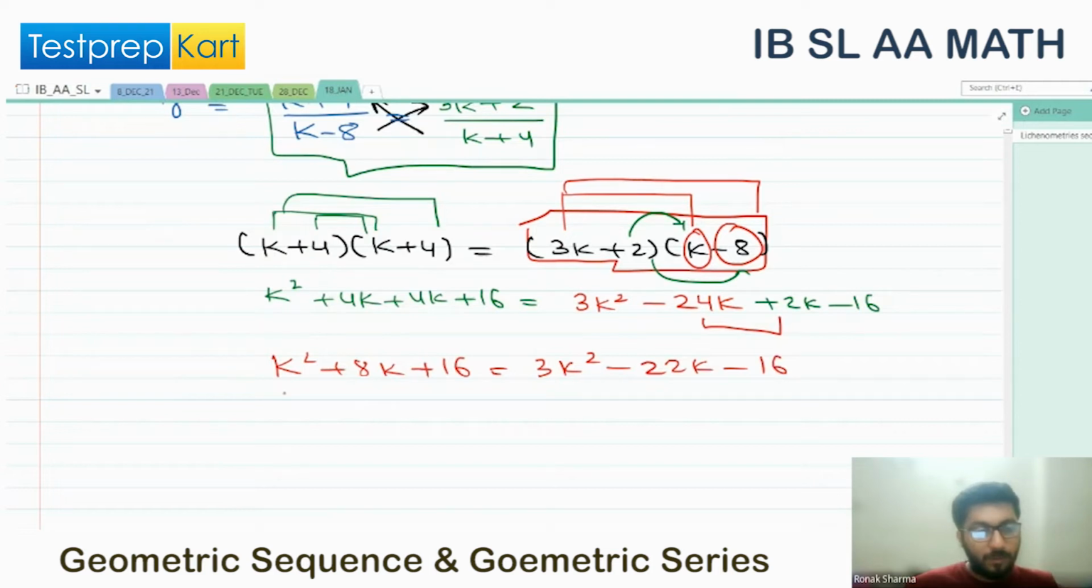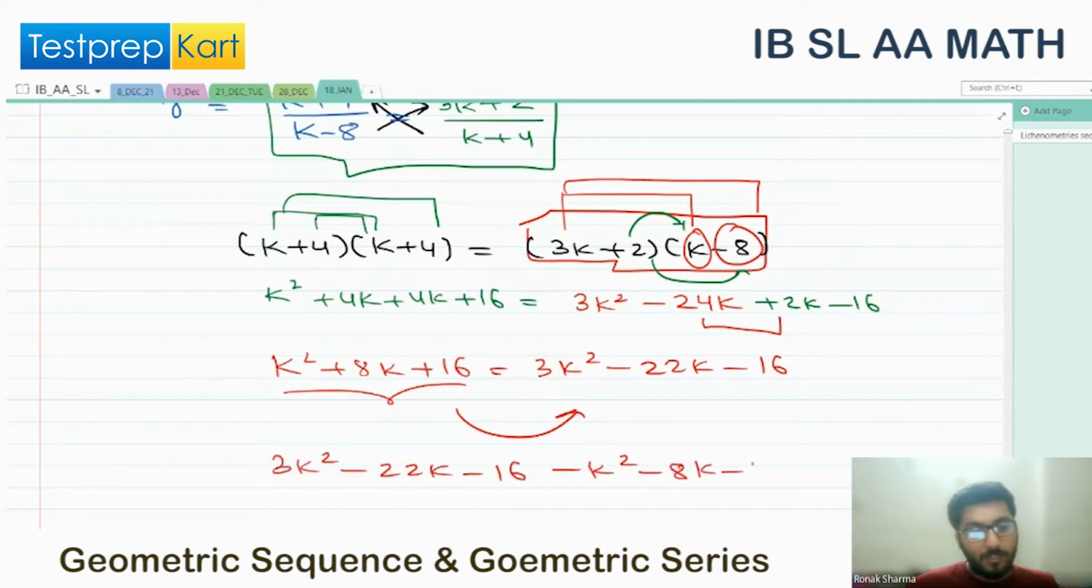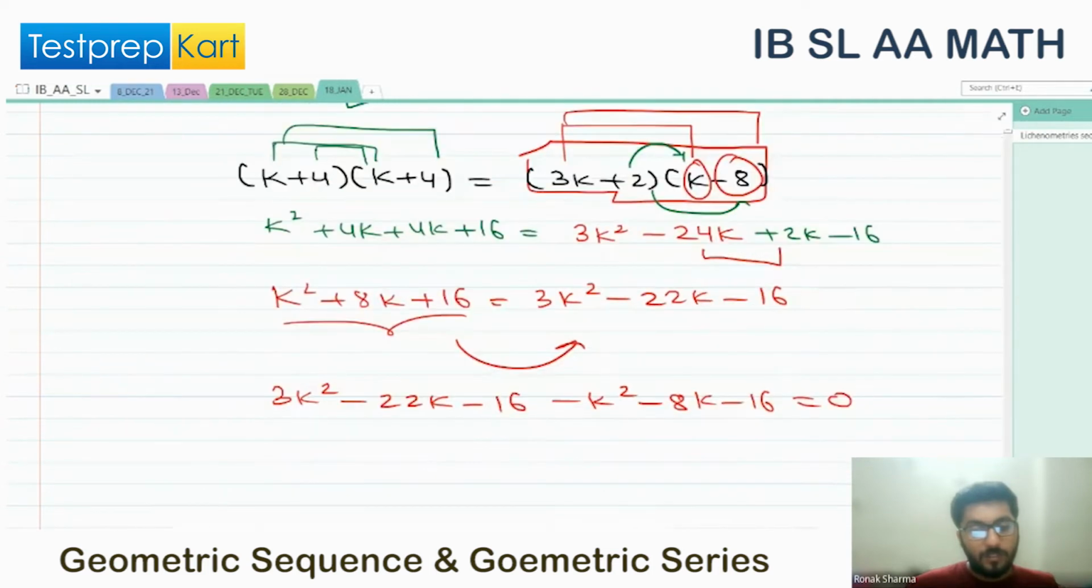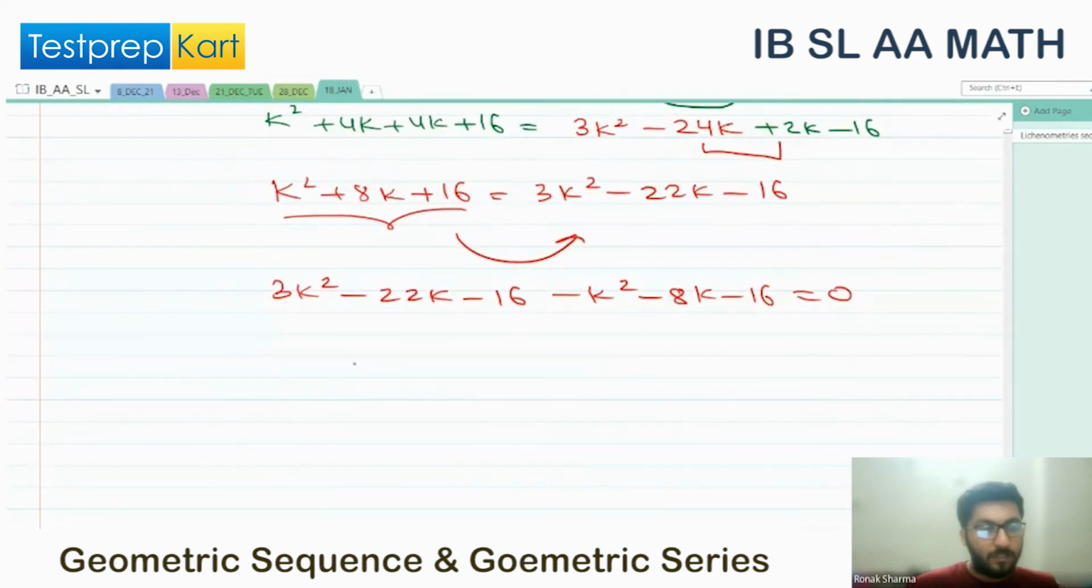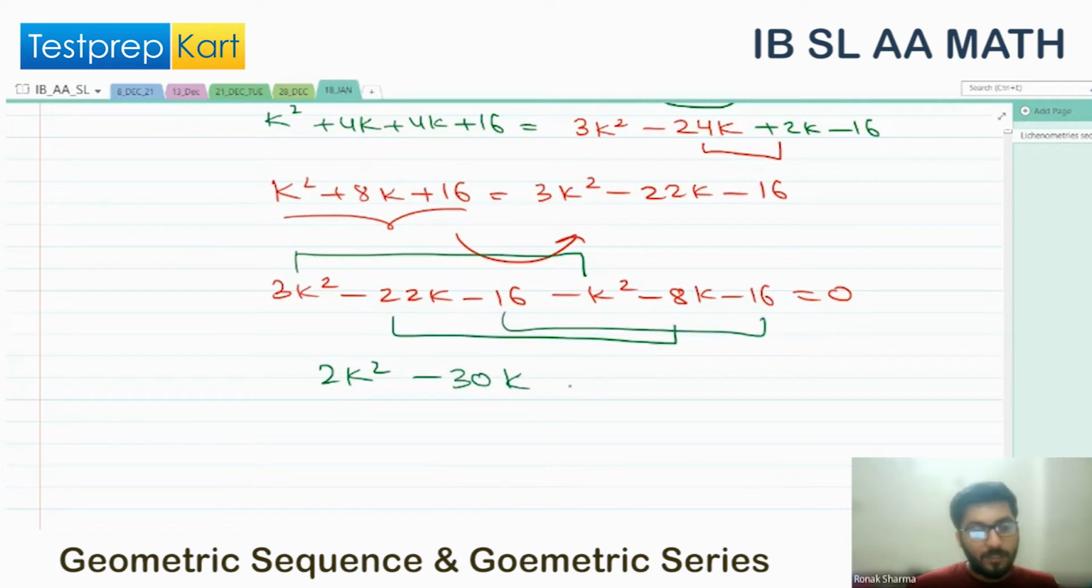So let us bring all these terms to the right hand side. So 3k square minus 22k minus 16 and minus k square minus 8k minus 16 equals 0. Let us see how we can simplify it. This will become 2k square. This and this will give us minus 30k, and this and this will give us minus 32. I can see that I can take out 2 common. So k square minus 15k minus 16 equals 0.